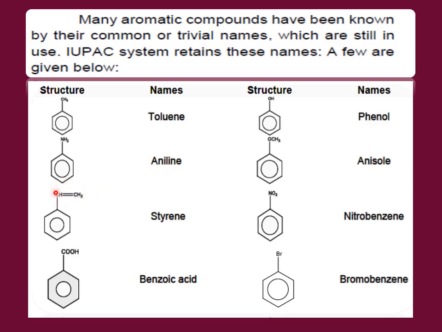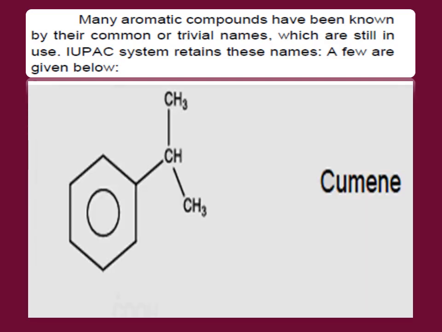An OH group along with benzene is called phenol. OCH3 and benzene, you can see it is an ether linkage, R-O-R. When OCH3 is present, it is called anisole. If nitro group is present along with benzene, it is called nitrobenzene. And if bromine is present, it is called bromobenzene. Similarly, if isopropyl group, what is isopropyl? When a propyl is attached to the chain with the second carbon atom, it is called isopropyl. When it is attached to benzene, the common name is cumene.